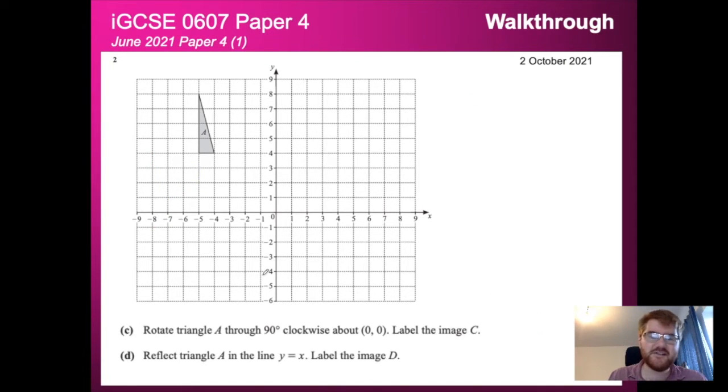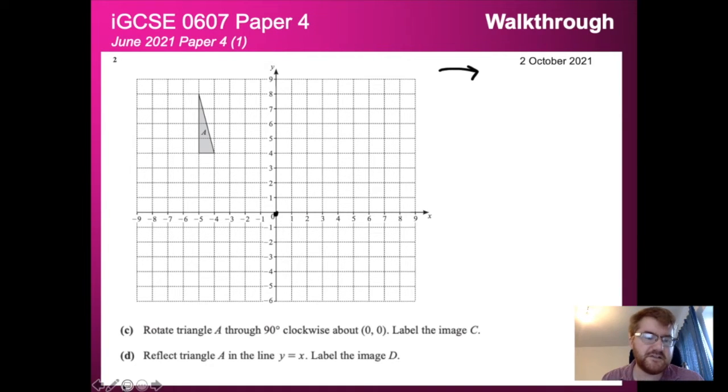Okay, and on to question C, which is always difficult to do on a computer, but this actually is one of the easier kinds of rotations to do. So we want to rotate triangle A through 90 degrees clockwise. Remember, clockwise is in this direction, about (0, 0). So we're going to rotate around this point. Now, as I always say in my videos, when it comes to rotations, use tracing paper. It will make your life easier.